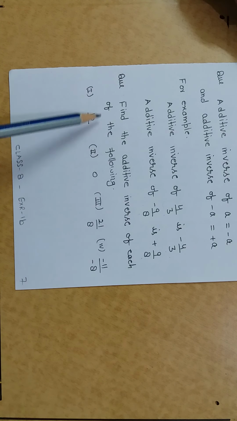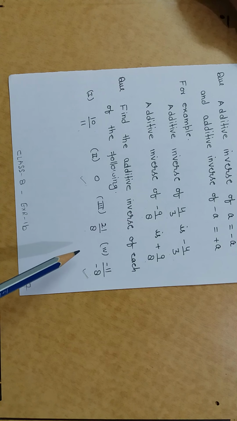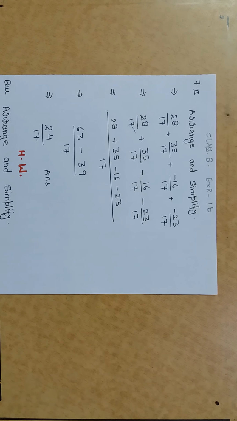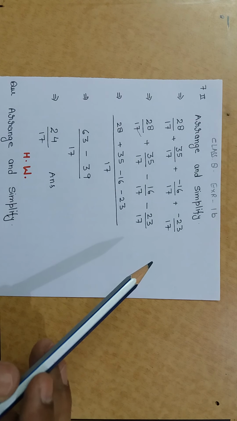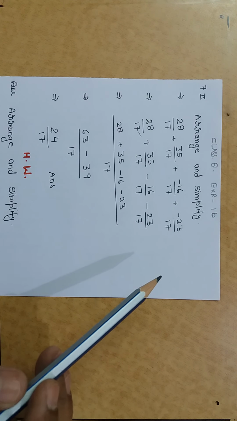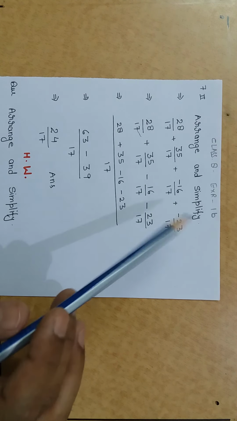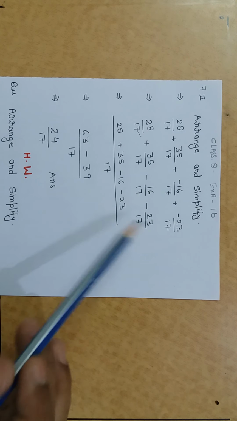Find the additive inverse of each of the following: 10 upon 11, 0, 21 upon 8 and 11 upon 8. These two questions are very interesting, so try to solve these two questions. Be careful. Okay, now we discuss the 7th question of exercise 1B. Arrange and simplify.